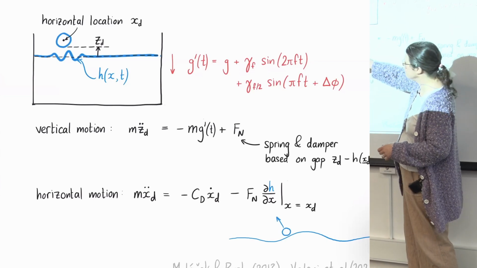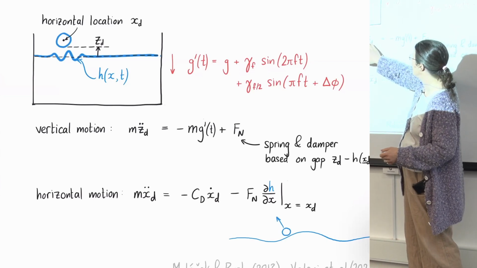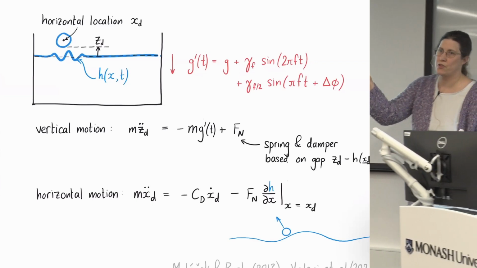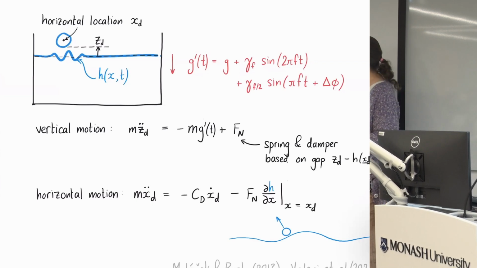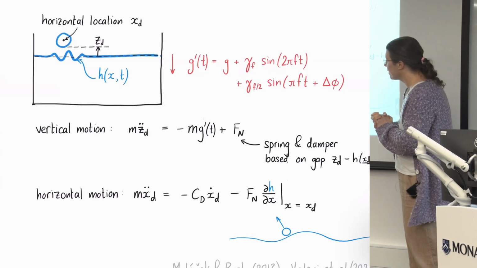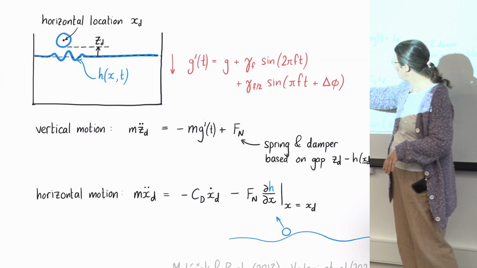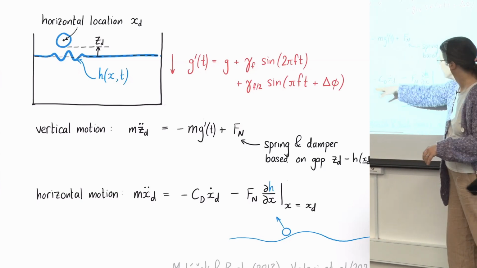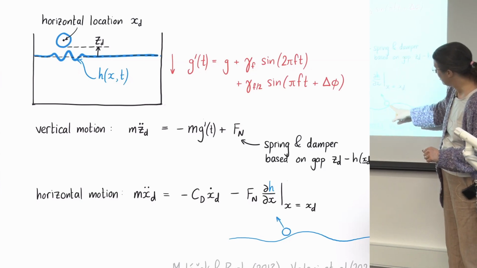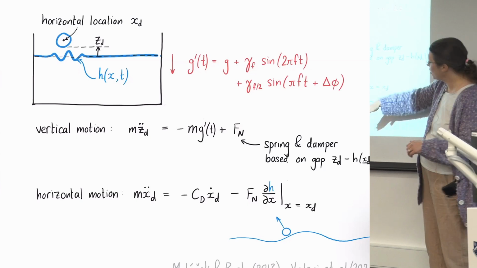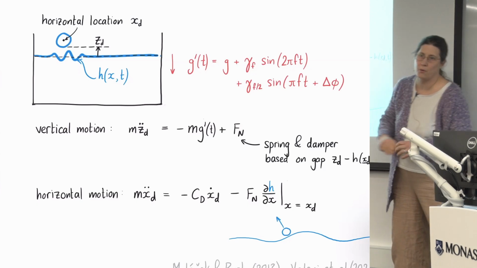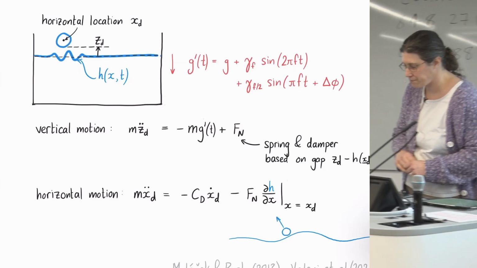So for our vertical motion, just Newton's law, mass times acceleration, so mass of the droplet times the vertical acceleration, is our gravity term, and then we have a normal force from the bath. And this is modeled by a simple spring and damper system when the droplet is in close proximity with the bath. And then for the horizontal motion, we have mass times horizontal acceleration is a drag term proportional to the velocity. And then we also have a component of this normal force in the horizontal direction because the wave has a slope. Okay, so we have this dh/dx term that gives us the component of the normal force in that direction.